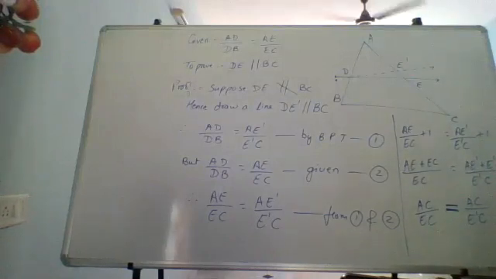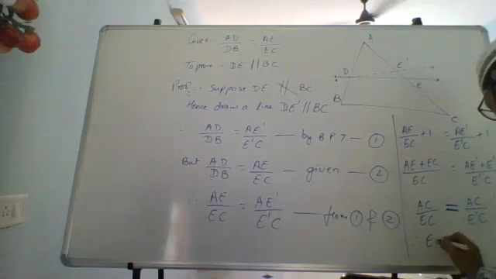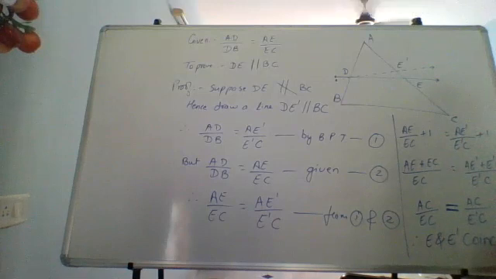So we are going to say therefore E and E dash coincide. That is, they are the same point. Okay, write till here, please.